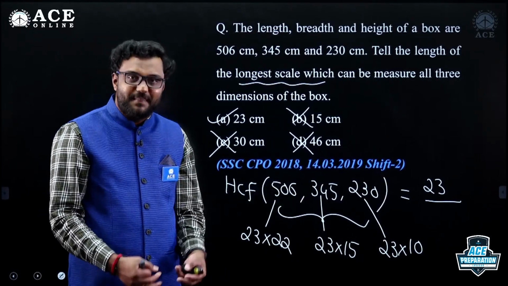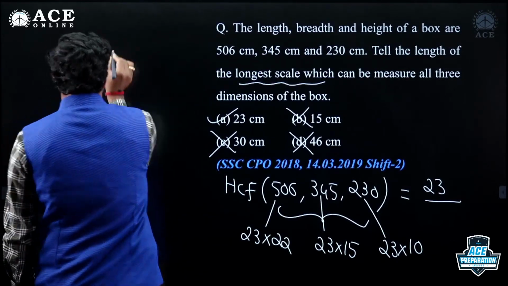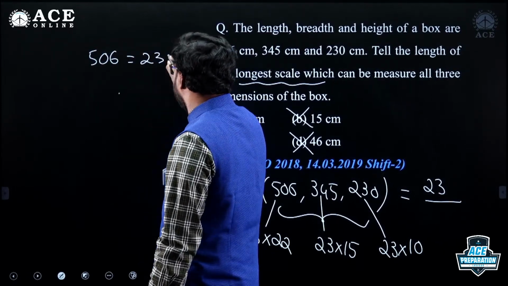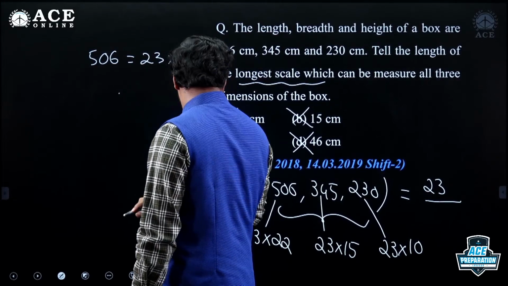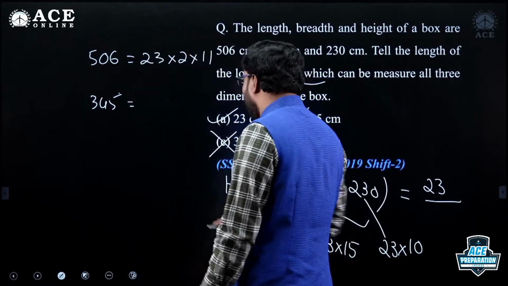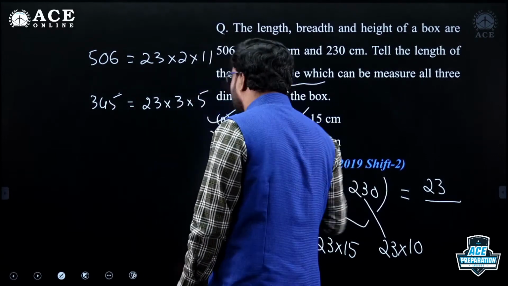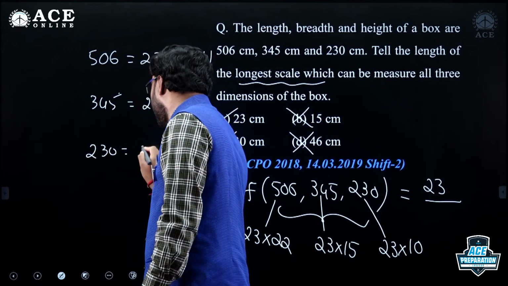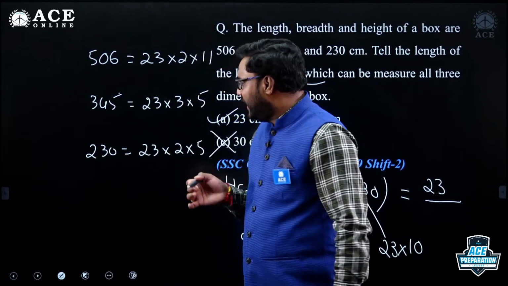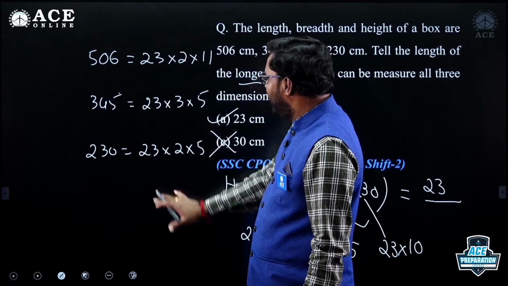Or, write every number as a prime number power. We can recall what we discussed in the previous session, my dear friends. Writing every number as prime number powers: 506 is 23 into 22, so 2 into 11. 345 is 23 into 15, and 15 means 3 into 5. We have 230, 23 into 10, so 23 into 2 into 5. So how to do HCF? As we discussed, we have to take the common prime numbers in all. The common prime number in all is only 23.